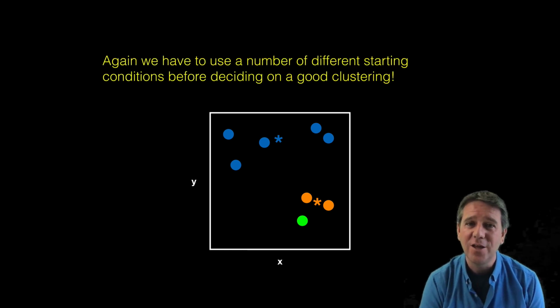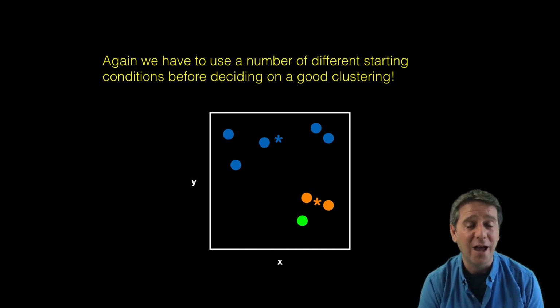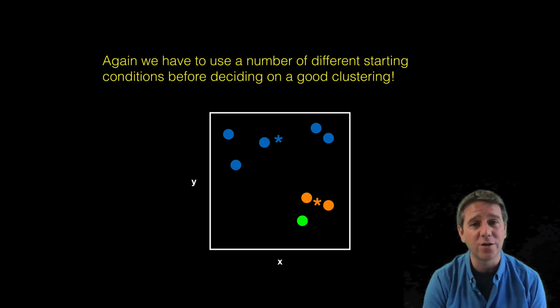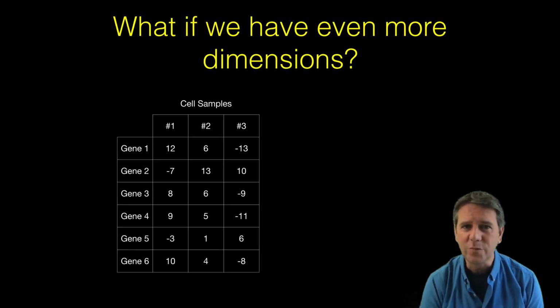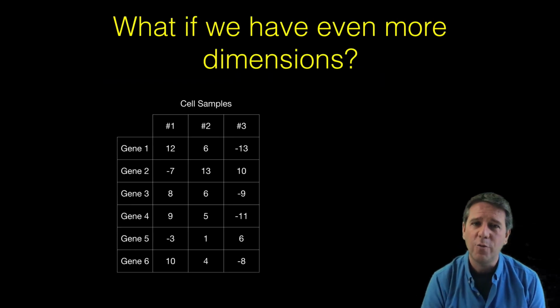And again, just like before, we have to use a number of different starting conditions before we know what's a good clustering answer in this case. The best answer we've seen over a number of different iterations is the one that we'll present back to the user. Okay, then what if we have more dimensions?